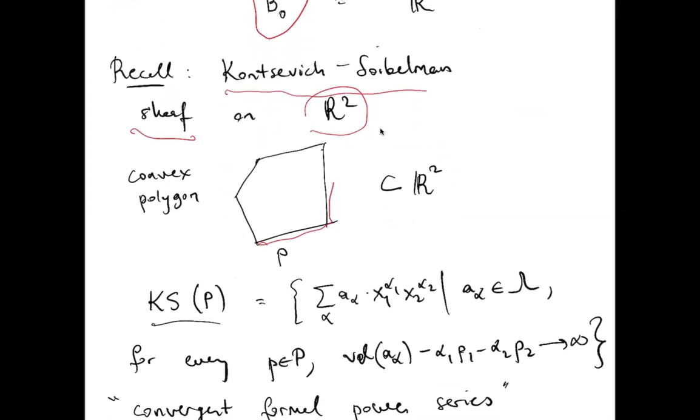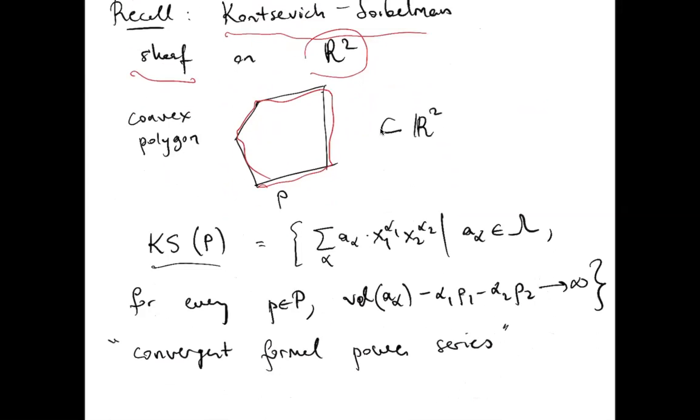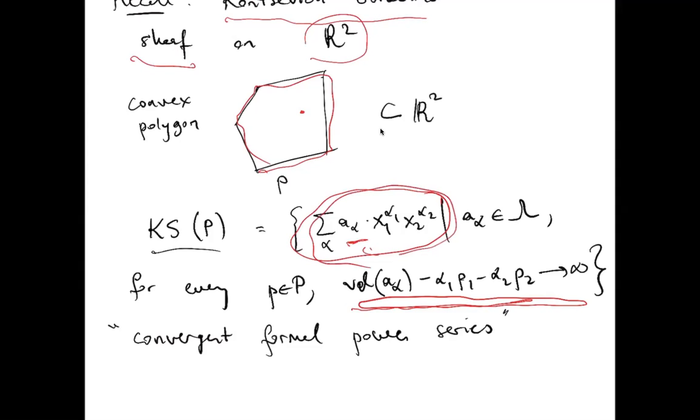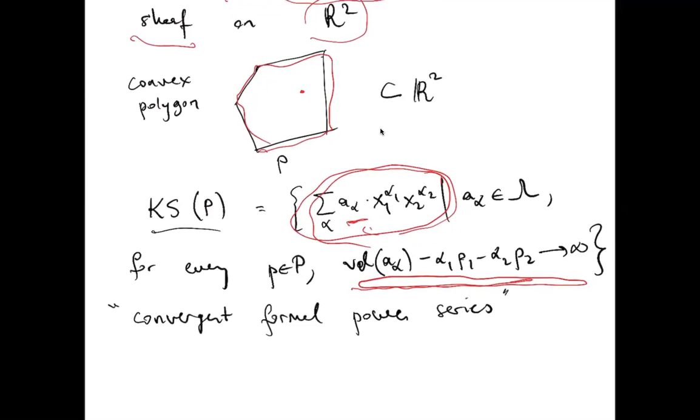For a convex polygon P inside R2, you have this convergent formal power series. So these are power series that look like this, with coefficients from the Novikov field, such that if you look at the valuation, that point gives you a pair of real numbers, and you can input that pair of numbers into these expressions. Well, I think if you know about this, you already know what I'm talking about, and if you don't, it will take me a long time.